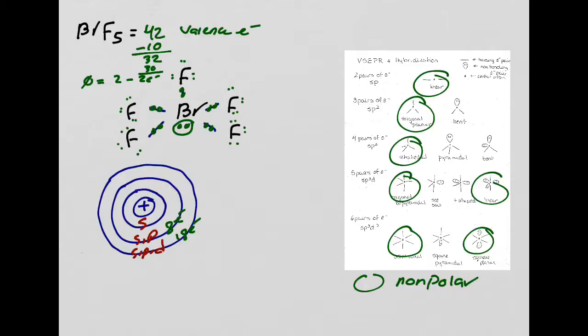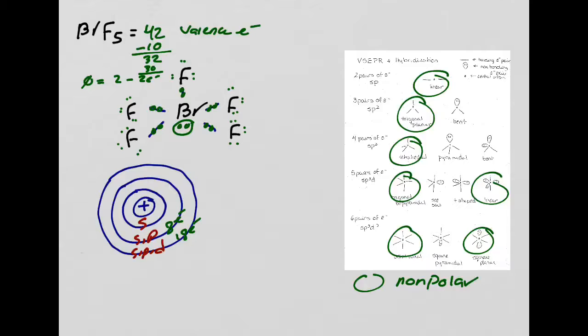So it's okay to have more than 8 as long as you're not on the second row of the periodic table, because on the second row the max is 8. There's no way to put more. Okay, so everyone wants to have 8. It's okay to have more than 8 as long as you're not on the second row.